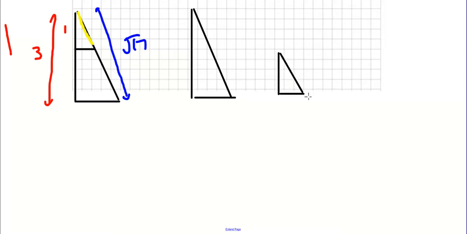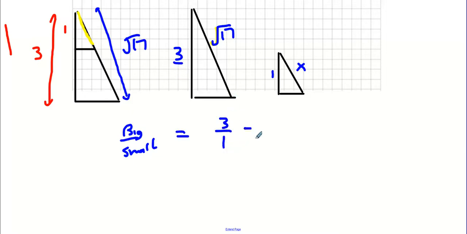Okay, so they have corresponding sides. So if this is root 17, and for argument's sake call this x, which is my target, this is 3 and this is 1. So we're going to do big over small. So corresponding side 3 divided by 1 has to be in the same ratio as root 17 over x. Cross multiply. X is divide on the right, which is multiply on the left. So we're going to get 3x equals root 17, and finally x equals root 17 over 3.